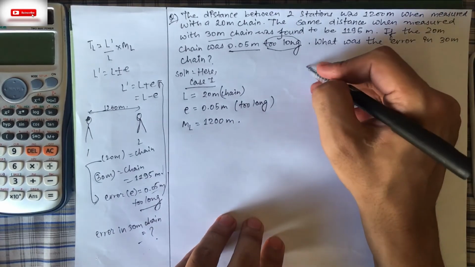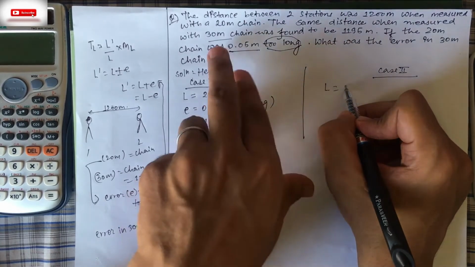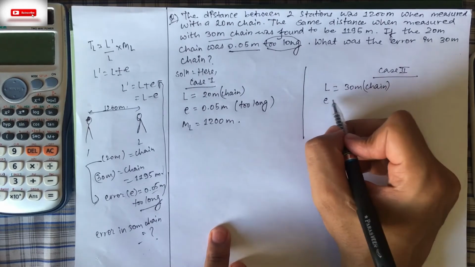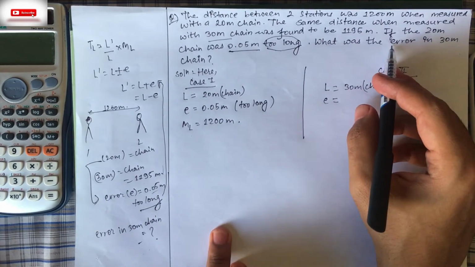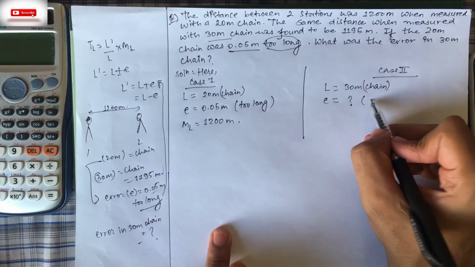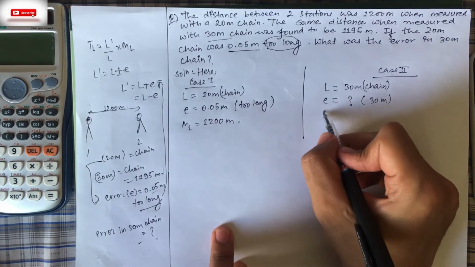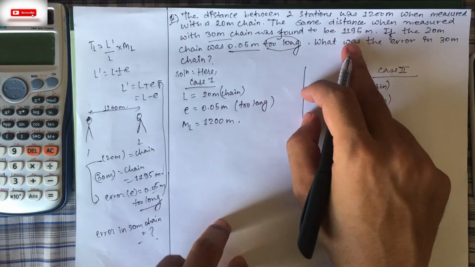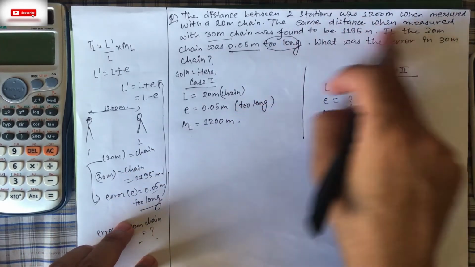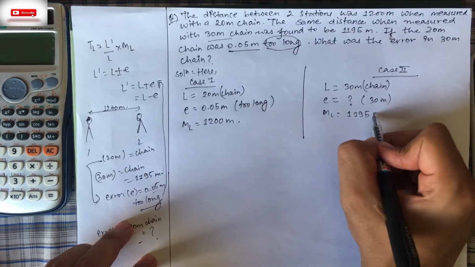Let's move to the second case. Here L is given; if it's 20 meter for the first case, it's 30 meter for this one. Is the error given or not? No, we have to find the error. So it's the error for the 30 meter chain. We need to find the error for the 30 meter chain. And our ML is the same distance when measured with the 30 meter chain, found to be 1195. Okay, 1195 is our ML, that is the measured length.